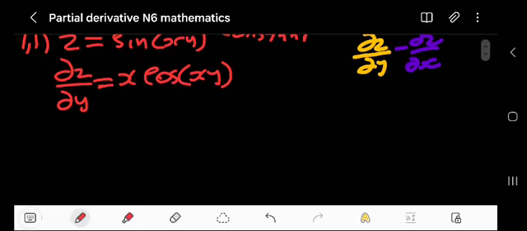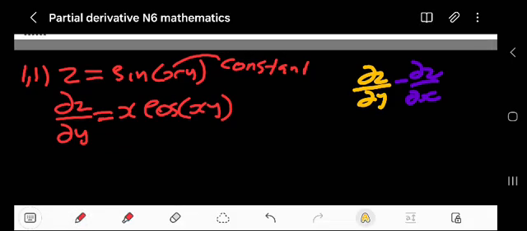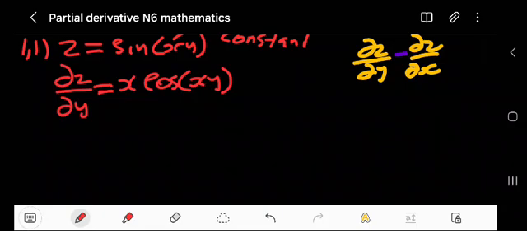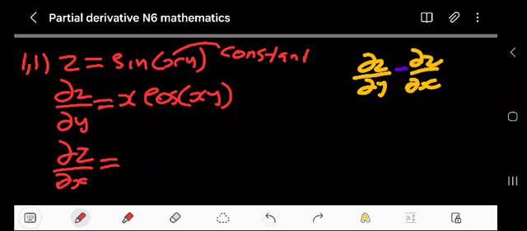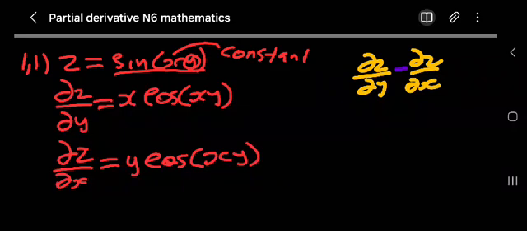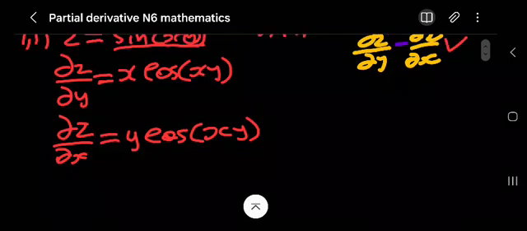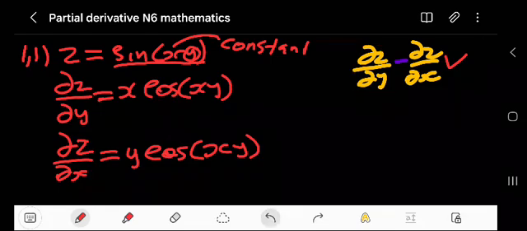Now let us find the partial derivative of z with respect to x. Because it is with respect to x, y will be a constant. We apply the chain rule and multiply by y. When you differentiate sin, we know it is cos, then what is inside, like this: y cos(xy). We have that. Now we will use that.